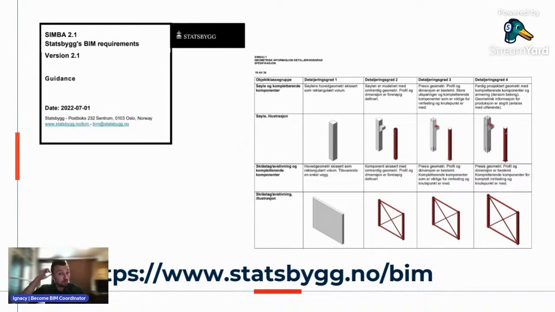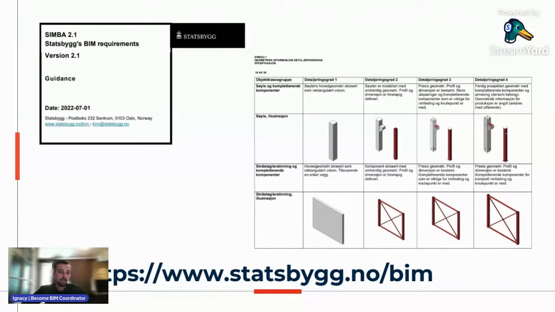What's more, in 2021, Statsbygg created a very specific BIM requirement named Simba. It's funny because the name comes from the lion cub from The Lion King, to make it easier to understand and remember. The full documentation is available on the website statsbygg.no/BIM. Most of the documents are in Norwegian, but there are also a lot of documents in English. So I encourage everyone to visit the website.